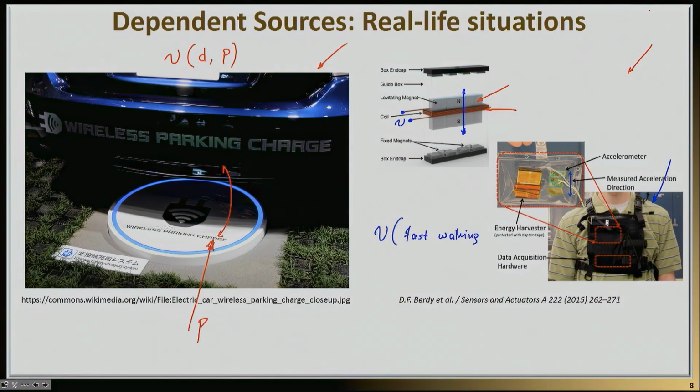It would depend on how heavy is the magnet, so maybe the mass of the magnet. It would depend on how big is the coil, and maybe a few other parameters that I'm omitting here for simplicity. But my point is that this is another example of a dependent source that is a very practical example, and we'll be using the dependent source model to study the influence of that in this class.